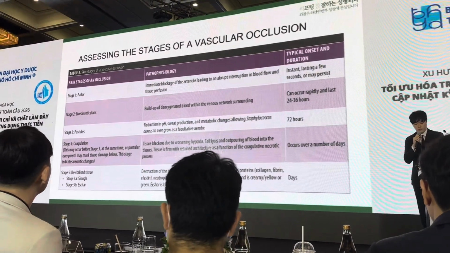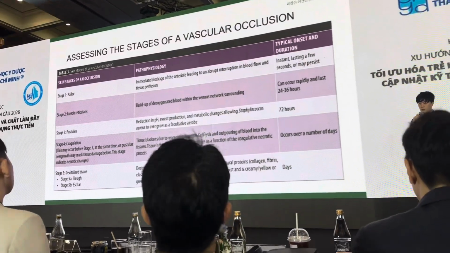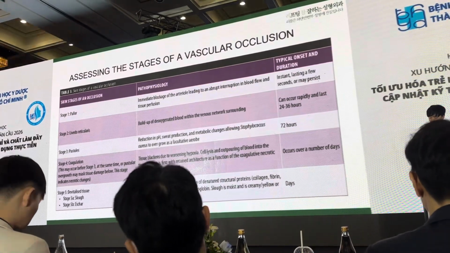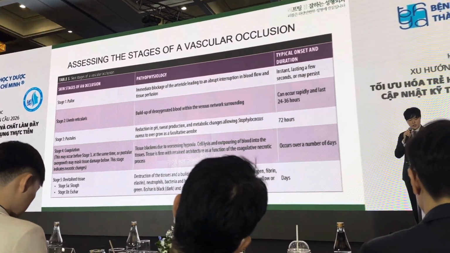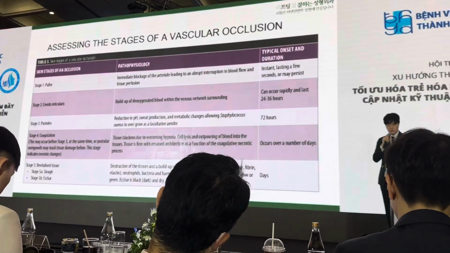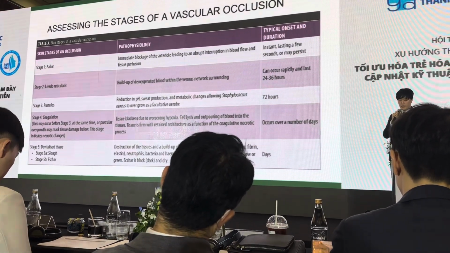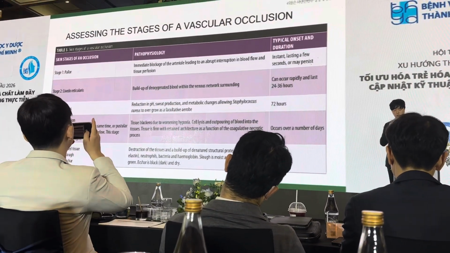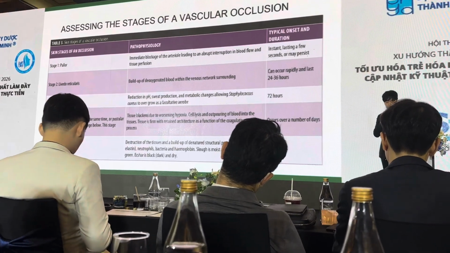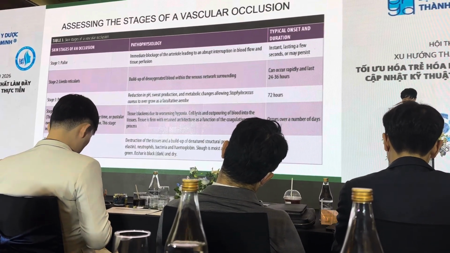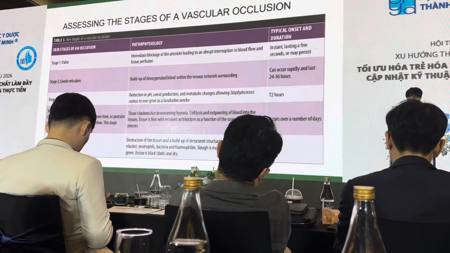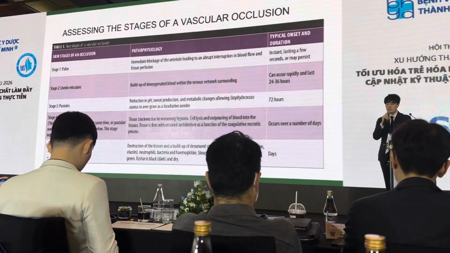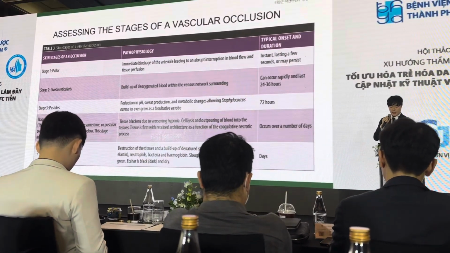Now, let's move on to the 5 progressive stages of vascular occlusion. Recognizing each stage is extremely important because each stage requires different treatment approaches and timing. The 5 stages are pallor, livedo reticularis, pustule, coagulation, and devitalized tissue or eschar formation. Let's go through each one step by step.